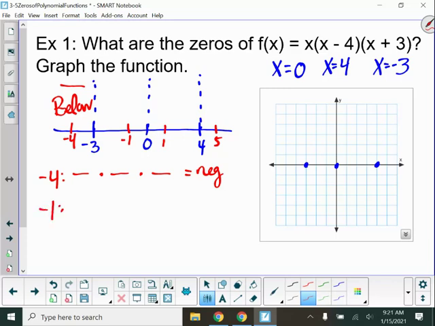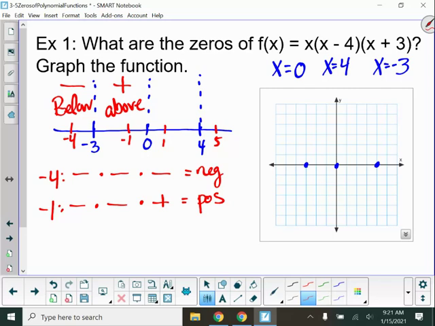If I do negative 1, plug in for the x out in front, I get a negative. Plug in for the x with the x minus 4, that's also going to be a negative. Plug in for the x with the x plus 3, that's actually going to be a positive because negative 1 plus 3 is positive 2. And so that's going to be a positive value, which means between negative 3 and 0, I am above the x-axis.